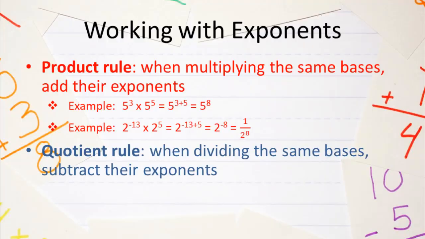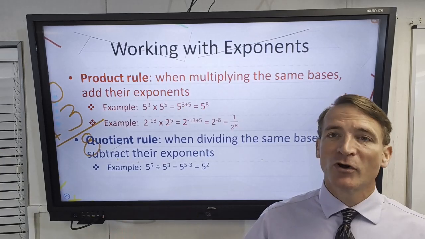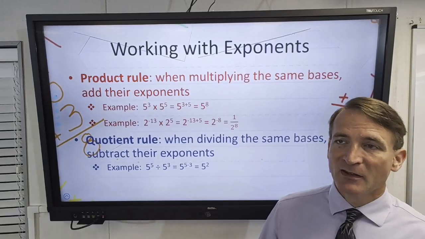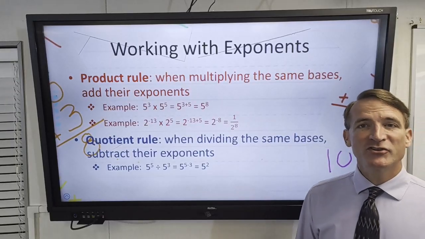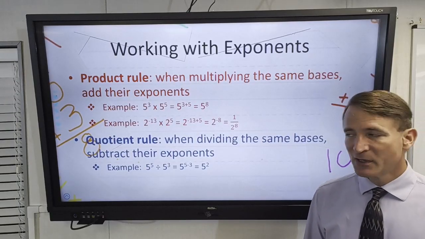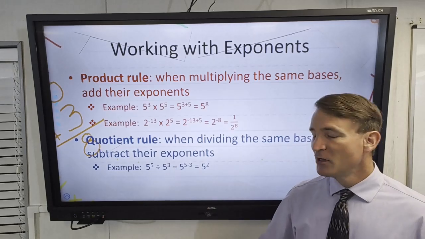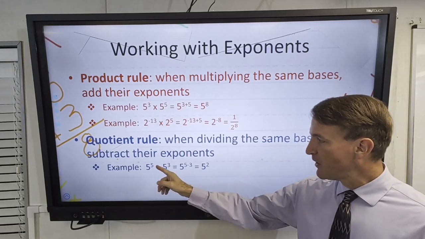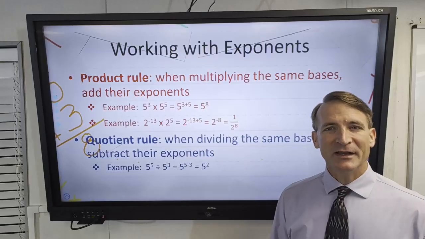Now let's try the quotient rule. The quotient is the answer to a division problem. And so since division and multiplication are opposite processes, instead of adding, we're going to subtract. So my quotient rule says that when I'm dividing like bases, I'm going to subtract their exponents. So here's my example. 5 to the 5th divided by 5 cubed would give me 5 to the 5 minus 3 power, or simply 5 squared as an exponent.